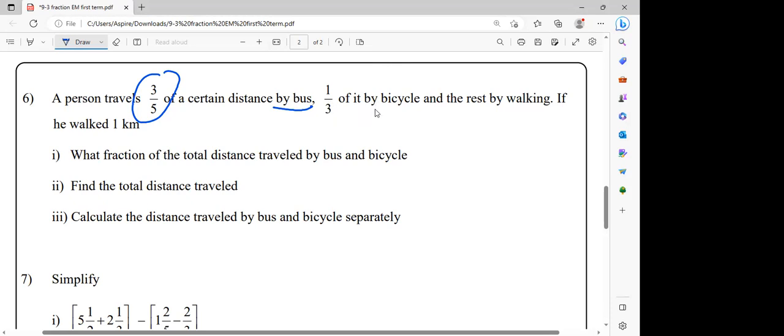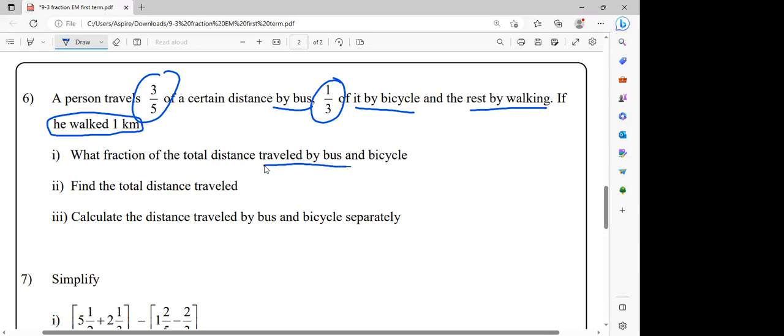1/3 of it by bicycle and the rest by walking. තුනෙන් එකක්. එතන කොටස් තුනක් තියෙනවා. තුනෙන් එකක් ගිහින් තියෙන bicycle. හරිද? ඊටර ටික ගිහින් තියෙන්නේ කිලෝමීටර් 5. The remaining amount is given as 1 kilometer. What fraction of the total distance is traveled by bus and bicycle?